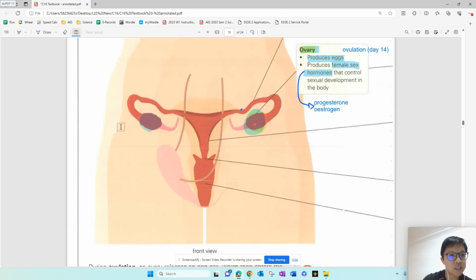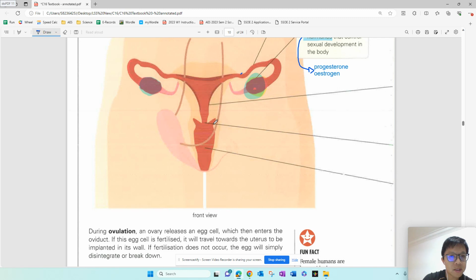Maybe the front view is a little bit easier. One that is at the tip of the uterus, over here, is the cervix. The cervix is a ring of muscles that covers the uterus, and it will open up during childbirth. For example, the cervix can open up to 10 cm wide during labor, so that the baby's head can come out first, followed by the body. And this canal here, where I just drew an arrow, is known as the vagina. That's where the penis enters and releases the sperm.